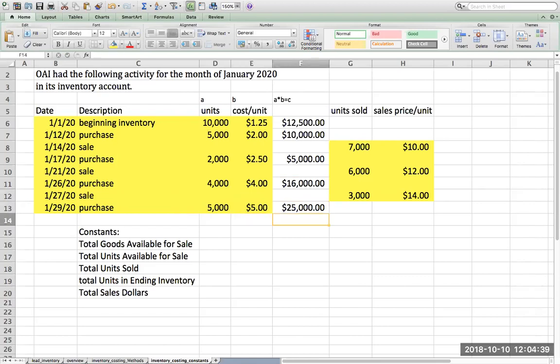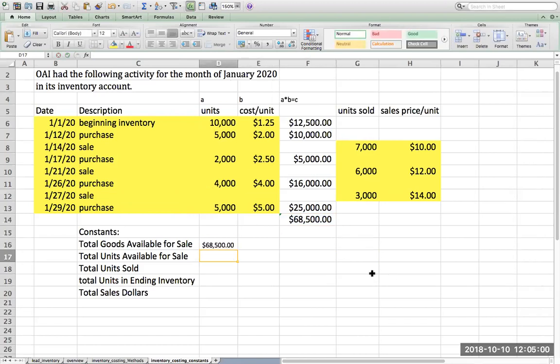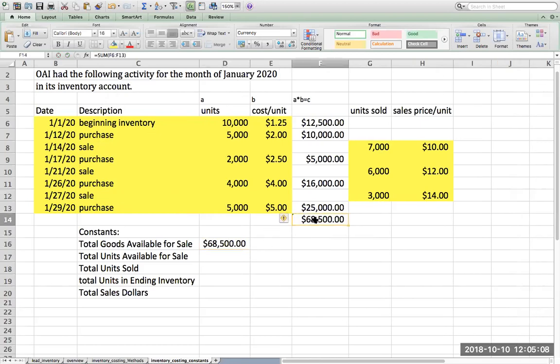So what I'm doing here is adding up all of these amounts, and I'm going to get a total here of $68,500. So my goods available for sale, and this again will never change for any of the questions that we're going to be doing, will always be $68,500.